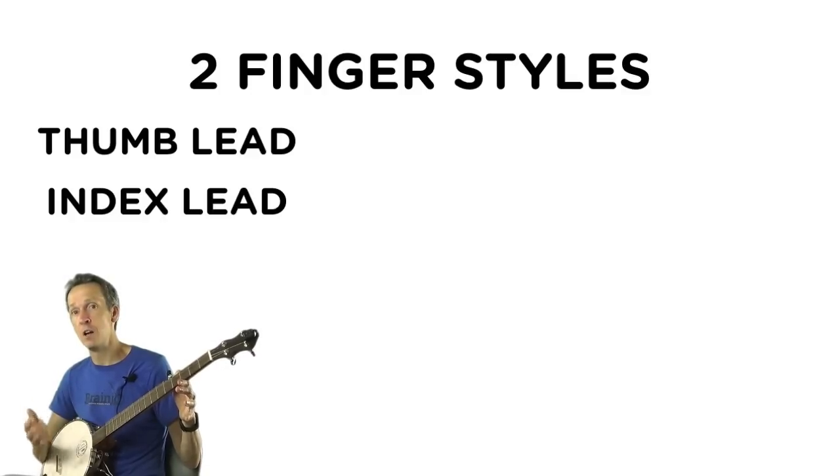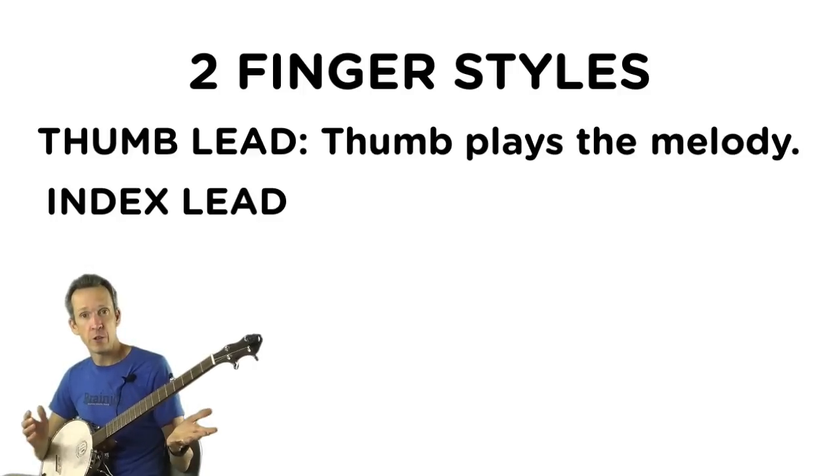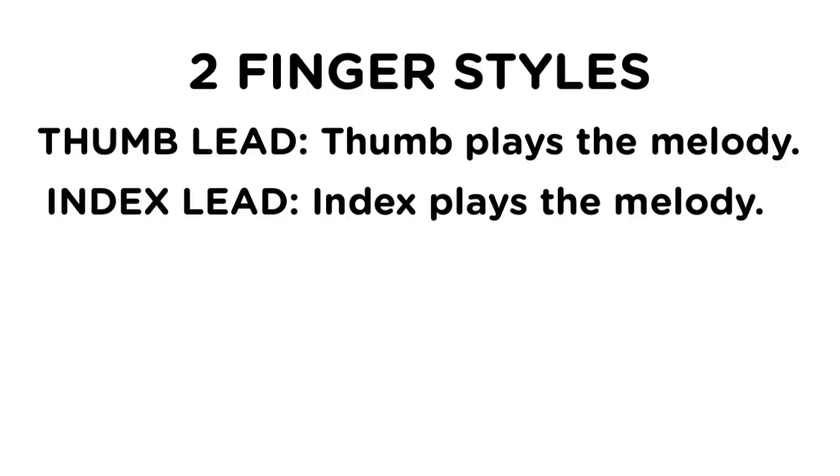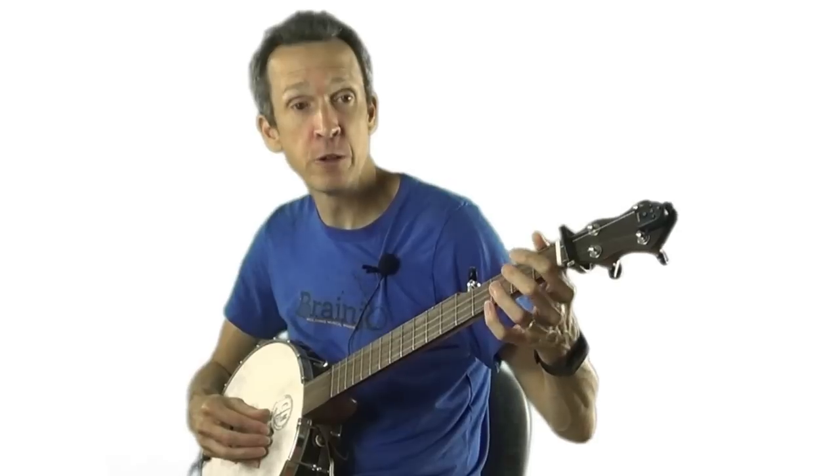So in the case of thumb lead, the thumb is leading, meaning the thumb is playing the melody, and then you have the index finger playing drone notes along with the thumb playing drones on the fifth string. On the other hand, index lead, as you might imagine, means that you're playing the melody notes with the index finger. All right, so now I will play our song, Row, Row, Row Your Boat, in two-finger thumb lead.